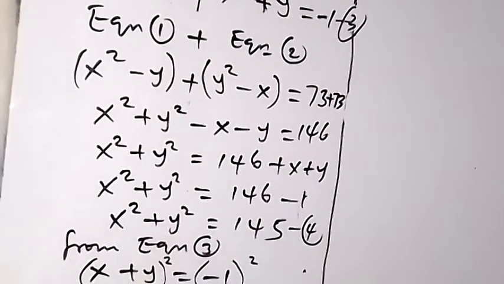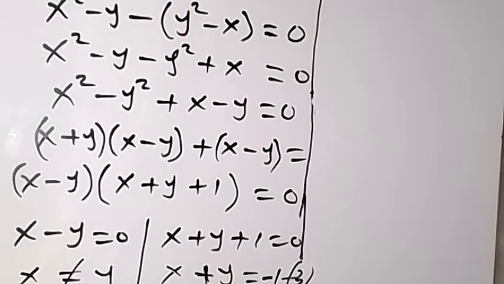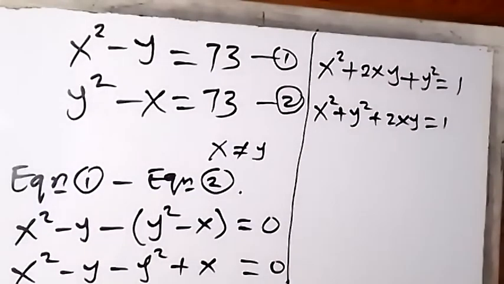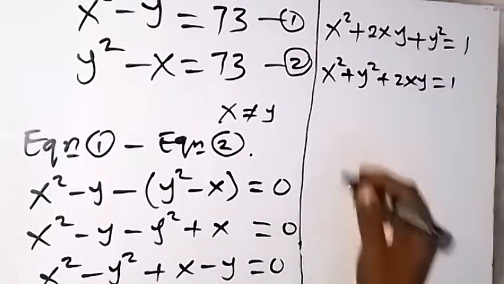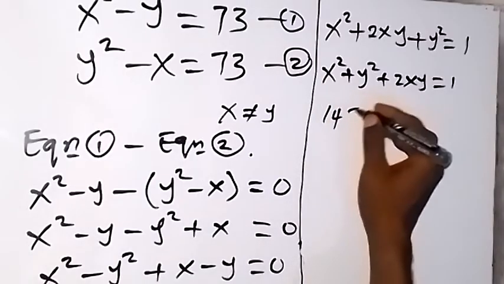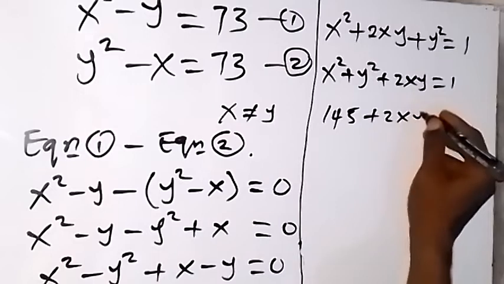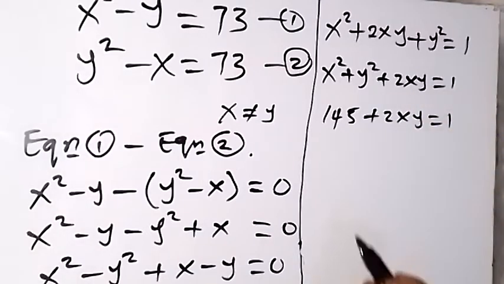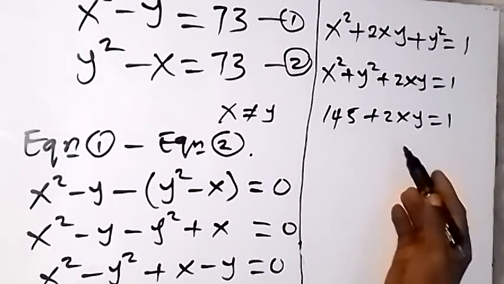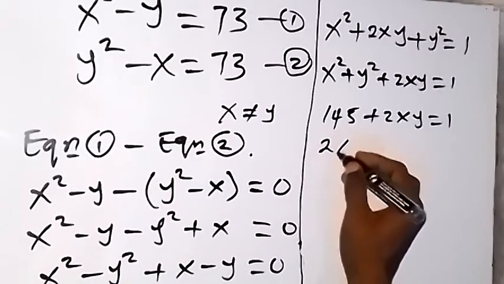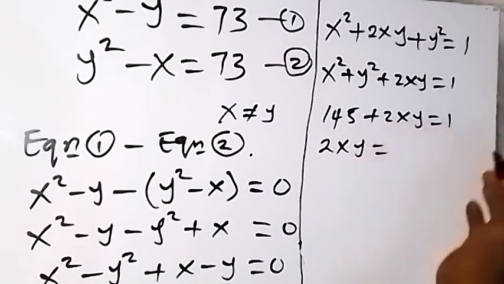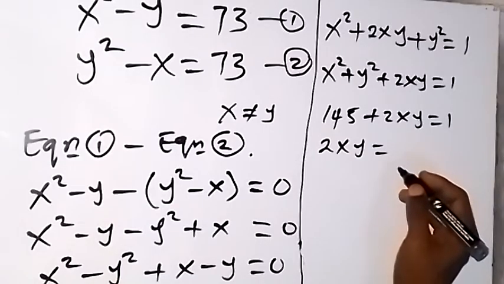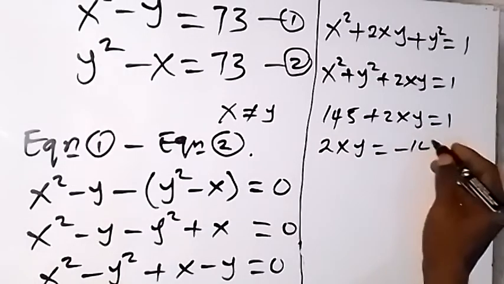So we have from equation 4 that x squared plus y squared is 145. So when we bring that there, instead of writing x squared plus y squared, we can write 145 here. So we have 145 now plus 2xy equals 1. And we can take 145 to this side, it becomes minus. So that means 2xy equals 1 minus 145. That will give us minus 144.